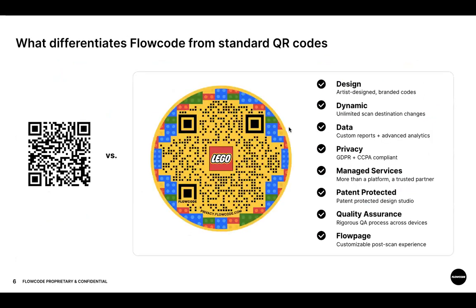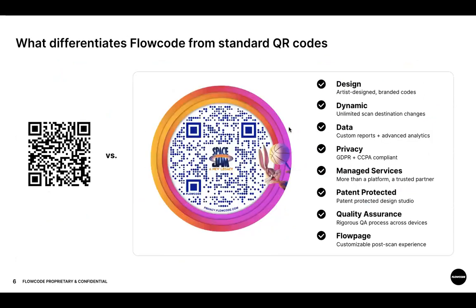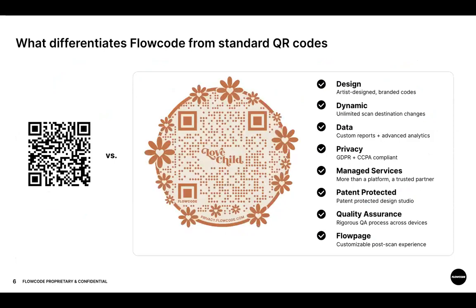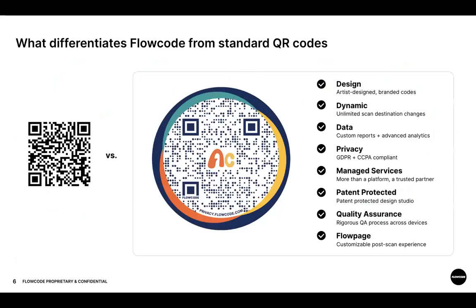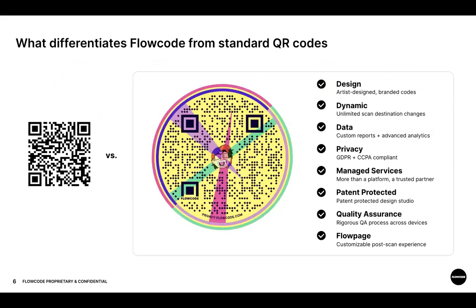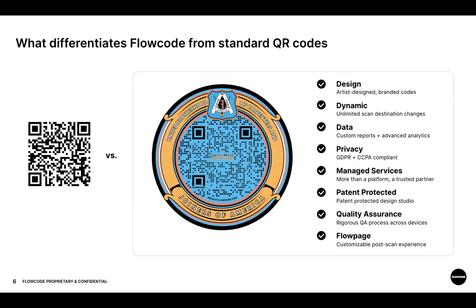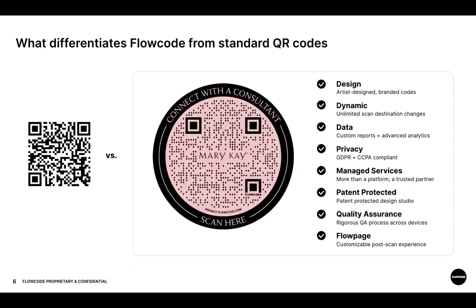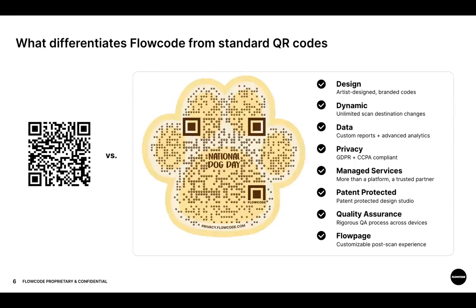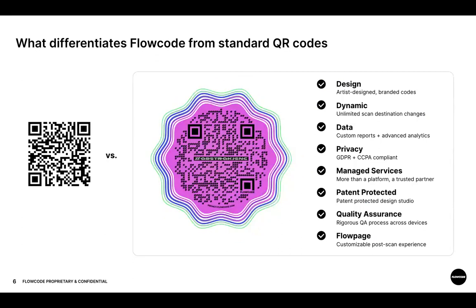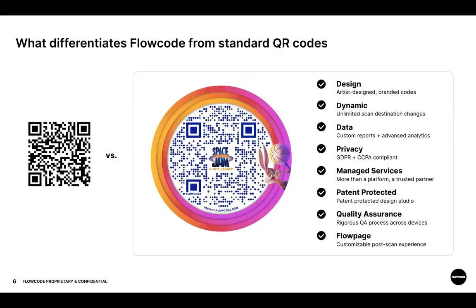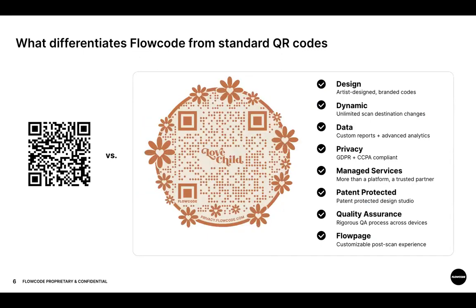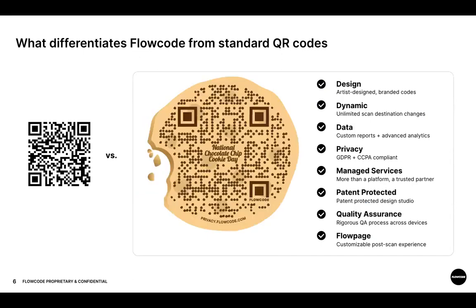But what really differentiates Flowcode from a standard QR code? I think the very first and most obvious topic is our design. When you look on the left-hand side of the screen, everybody recognizes that standard checkerboard QR code, versus a Flowcode, an artist-designed branded code, something that truly matches your brand, your persona. It could really be tailored specifically to your branding or your needs.